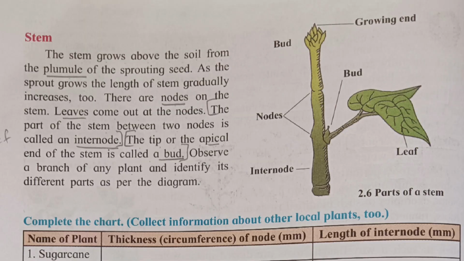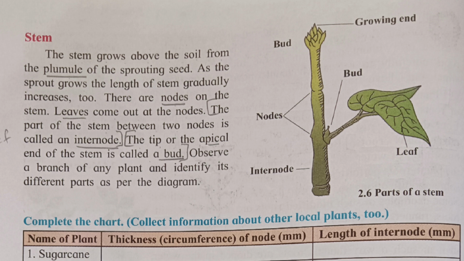Stem. The stem grows above the soil from the plumule of the sprouting seeds. As the sprout grows, the length of the stem gradually increases too. There are nodes on the stem. Leaves come out at the nodes. The part of the stem between two nodes is called an internode. Mark this definition. It is an important definition.